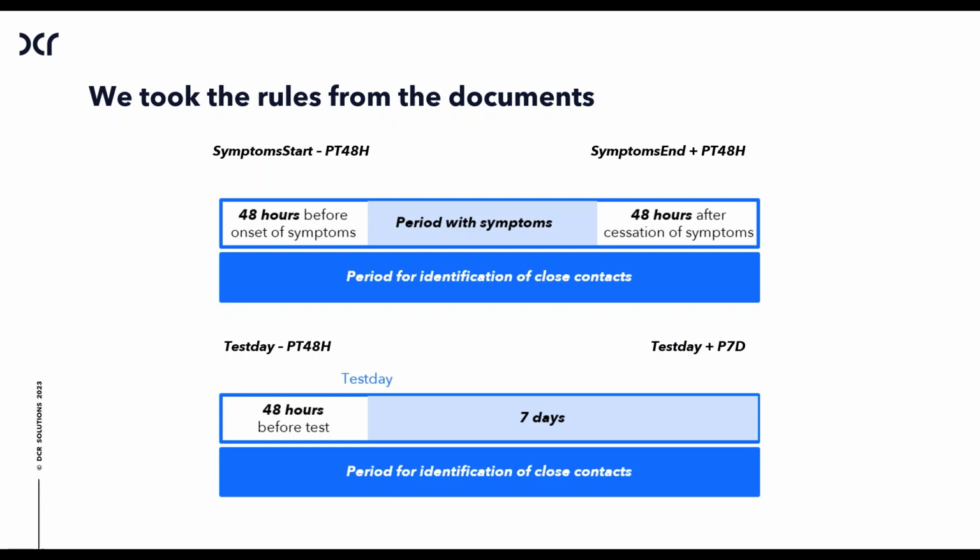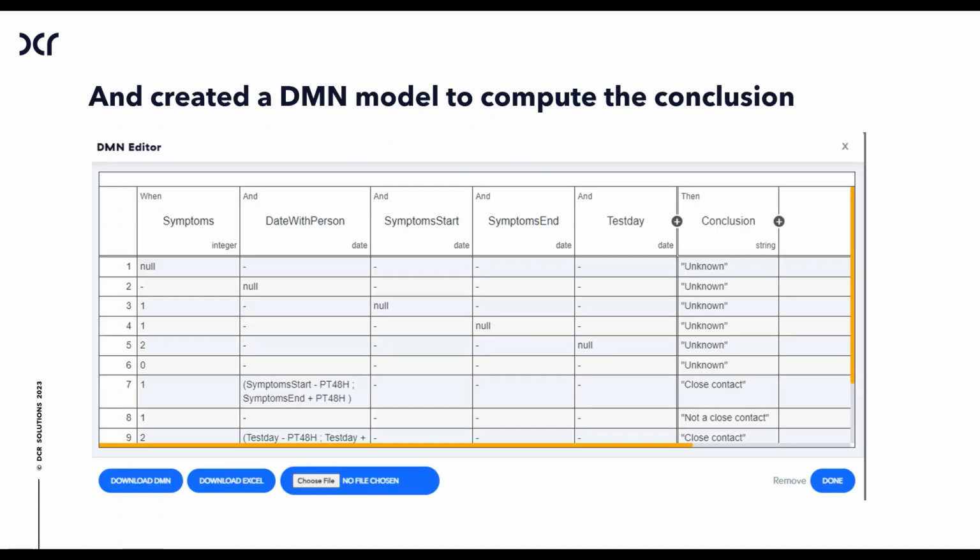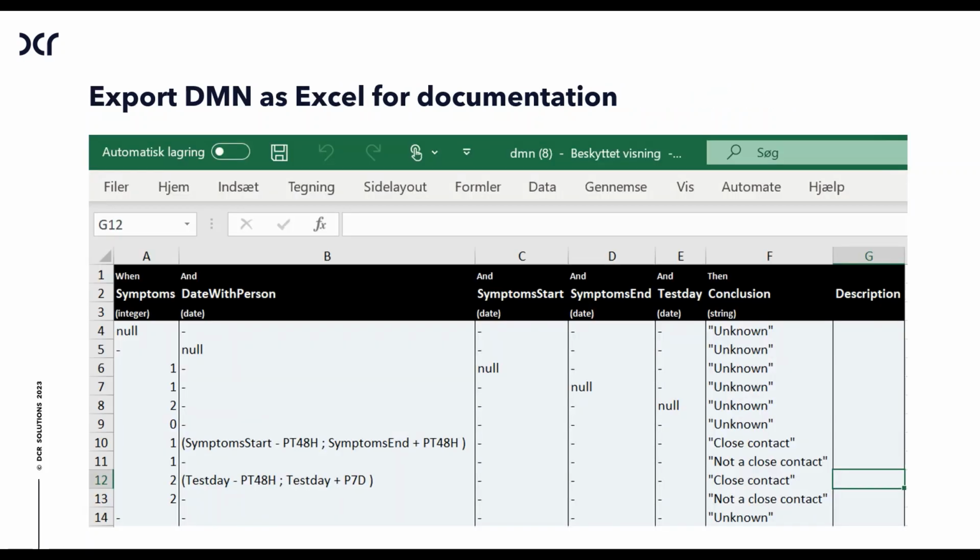What we saw in the DMN table previously was that we actually had this information from the guideline, and we know what the periods were. We can compute it using these formulas. So given that information, we basically created a DMN model that actually uses these expressions and says, if you were with the person in that period, you are a close contact. If anything else, you are not a close contact. And this DMN expression can actually be exported as an Excel sheet for documentation if you would like that.